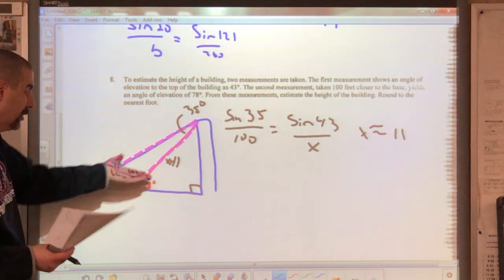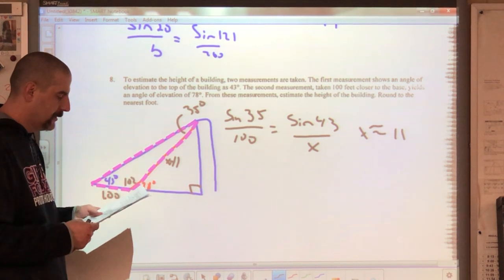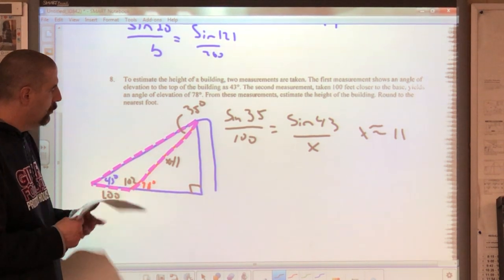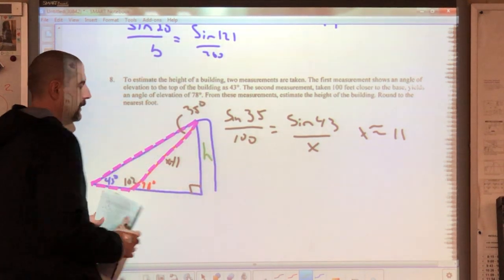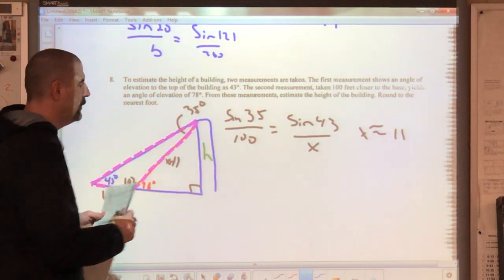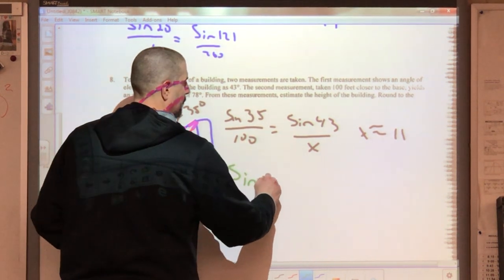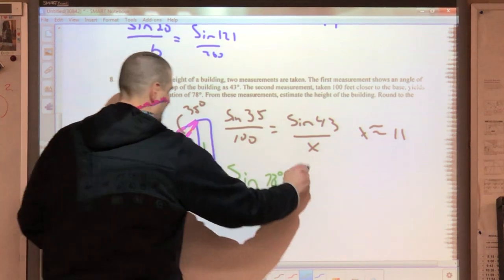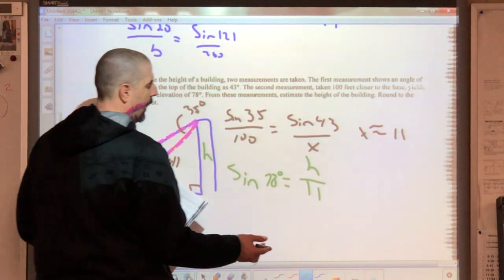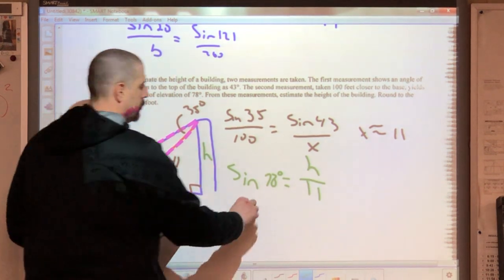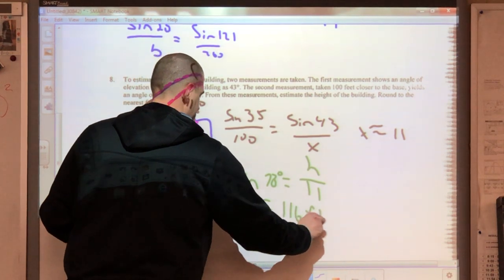Now that we have that, I'm going to use SOHCAHTOA. Why? It's easier. You could use law of sines again, but that seems like a waste of time there. So we want to calculate this. We'll call it h for height. So we have opposite and hypotenuse. So we have sine of 78, okay, equals h over 11. Cross multiply, solve, however you want to do it. You should end up with h is approximately 116 feet.